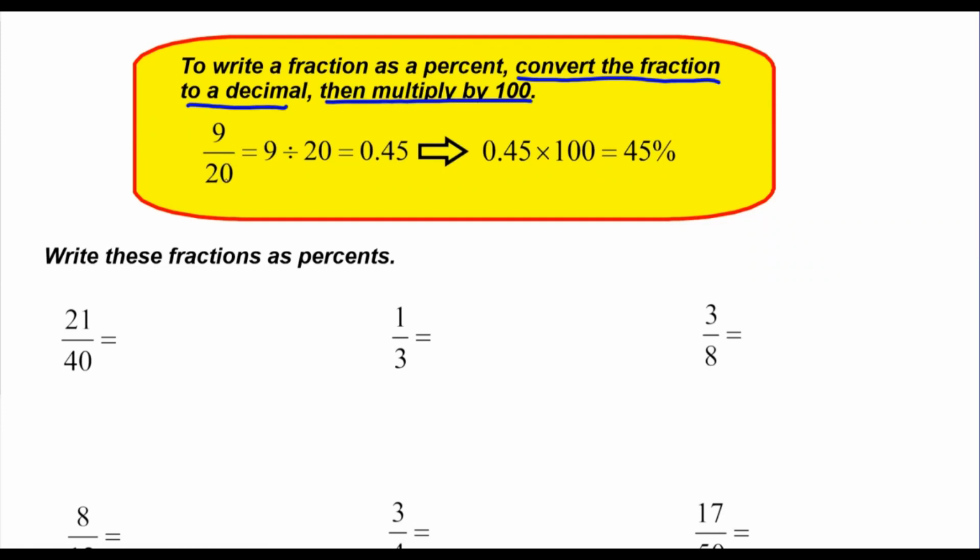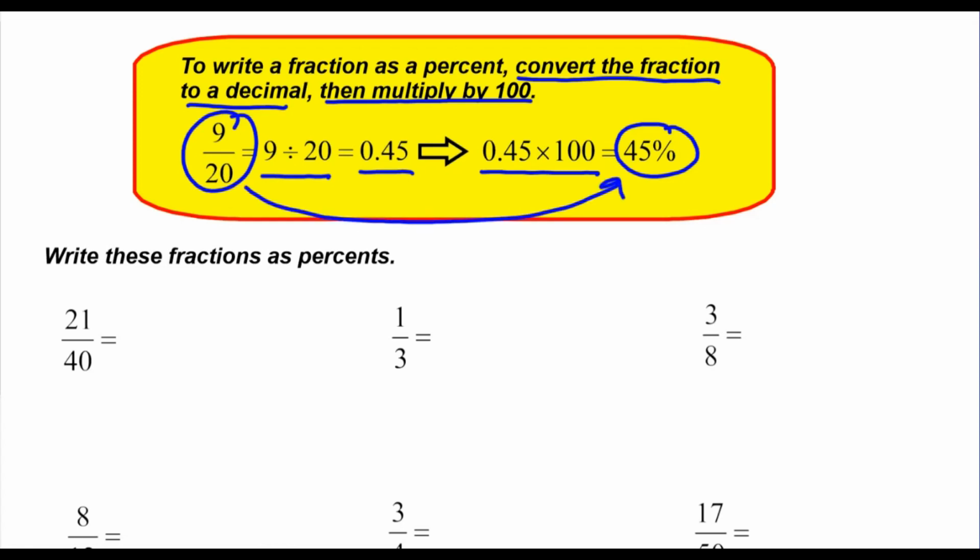So the example here, 9/20ths is 9 divided by 20, which gives me the decimal value of 0.45. And then to convert that decimal to a percent, we take 0.45 times 100, and that's 45%. So 9/20ths is 45%, or 9 out of 20 would be 45%. So to convert these fractions to percents, that's what we're going to do.